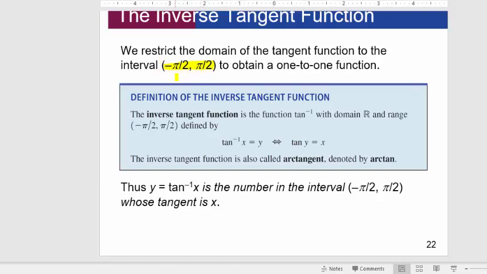So we limit the domain to that interval, and then we get a one-to-one function, which means it has an inverse. So as with sine and cosine, we have this equivalence relation. This is what this is called, an equivalence relation, where they have this double arrow. It's known as an if and only if statement. So what this basically is saying is that if x equals the tangent of y, then y equals the inverse tangent of x. And if y equals the inverse tangent of x, then x equals the tangent of y.